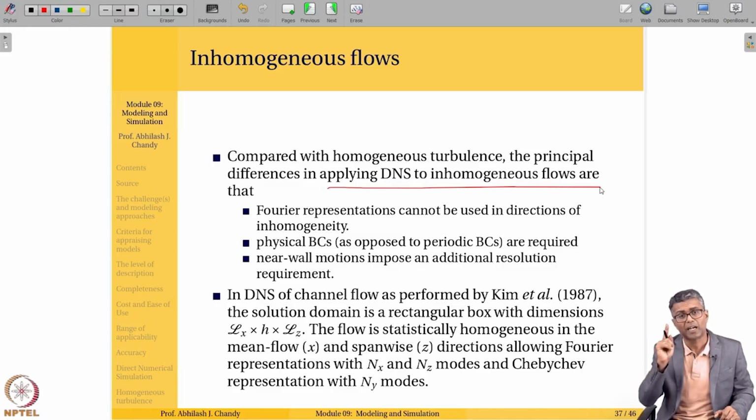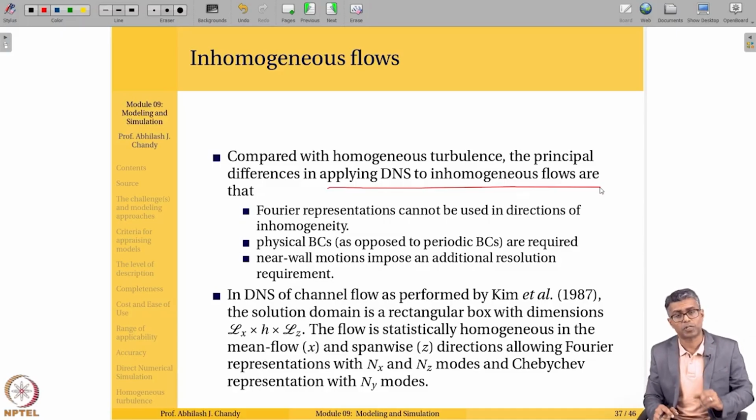You have exactly one point, in a sense. So periodic boundary conditions can be applied. There is no flow in reality that is like this. No application flows are like that. So that means we are talking about inhomogeneity.